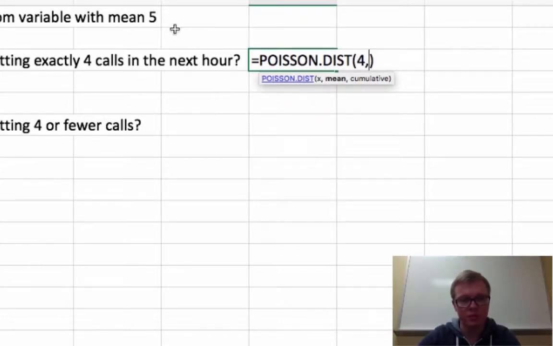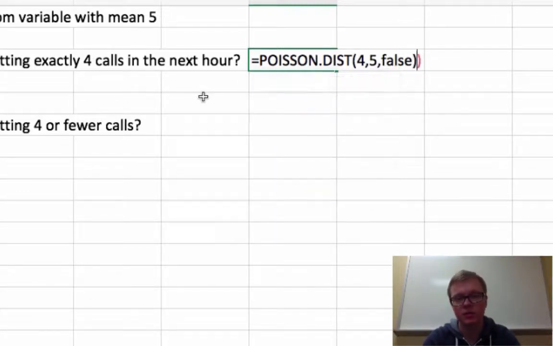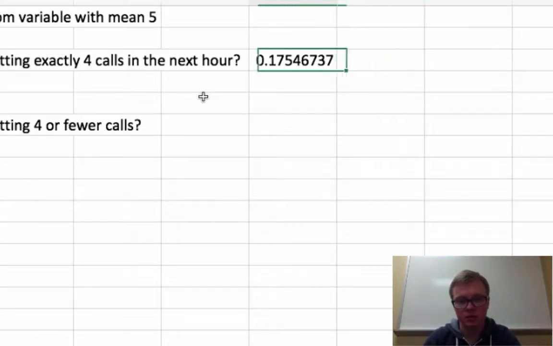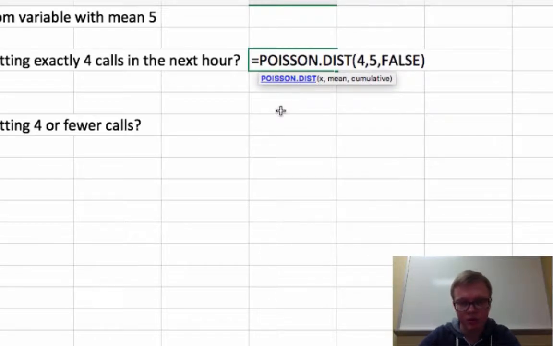The next thing we have to input is the mean, which we're given as 5. Then it asks, do we want a cumulative probability or not? Here we want the probability of exactly 4 calls. By nature, that's not cumulative, so we type in false. Hit enter, and we get the same answer, 0.175. And again, here's the formula really quick if you want to jot that down or type it in yourself.